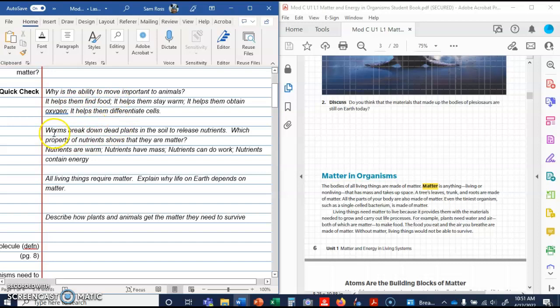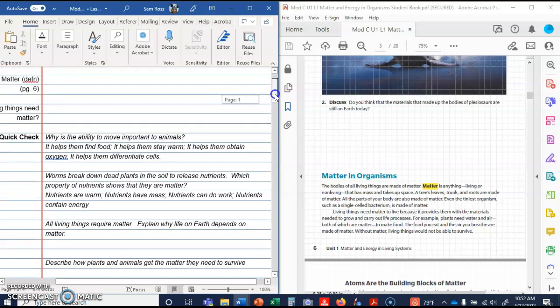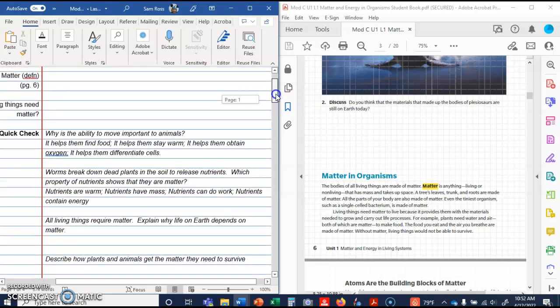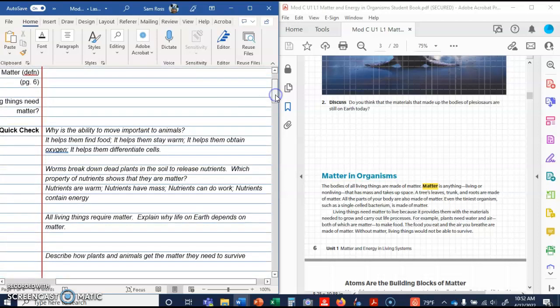We have another quick check. Worms break down dead animals in the soil and release nutrients. Which property of nutrients shows they are matter? Nutrients are warm, nutrients have mass, nutrients can do work, nutrients contain energy. If we go back to the top, what is the definition of matter? Anything living or non-living that has mass and takes up space. So the answer is going to be B, nutrients have mass. That's what makes them matter.